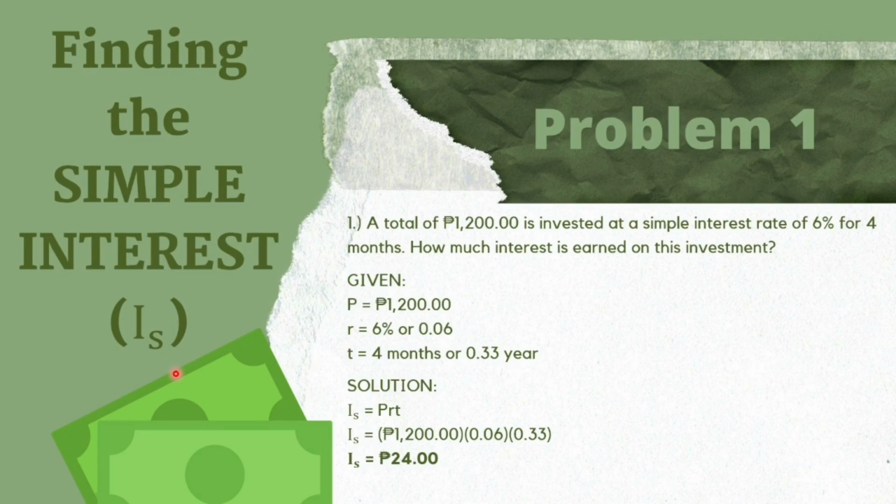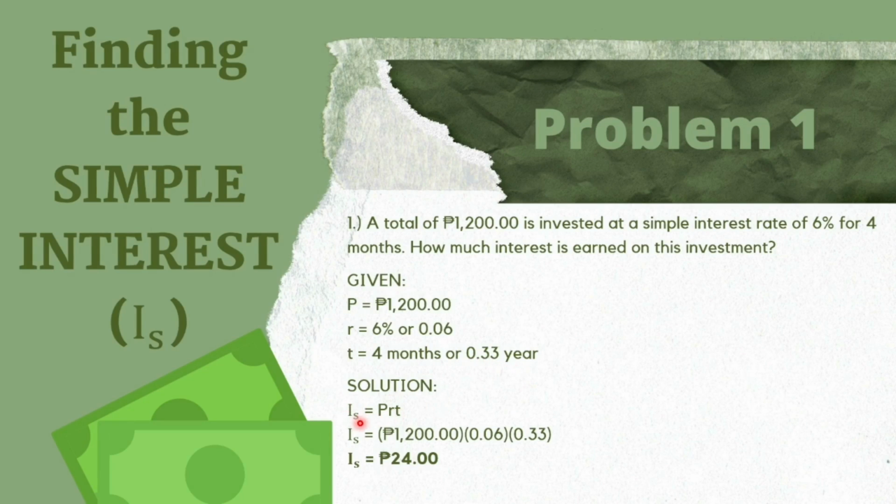Moving forward, we'll now proceed to solving simple interest word problems. So we have here problem or question number 1. A total of 1,200 pesos is invested at a simple interest rate of 6% for 4 months. How much interest is earned on this investment? So we have here the given. So principal of 1,200 pesos as seen here, a rate of 6% or 0.06 as seen here, and the time of 4 months, or when converted, 4 divided by 12 is approximately equal to 0.33 of a year.